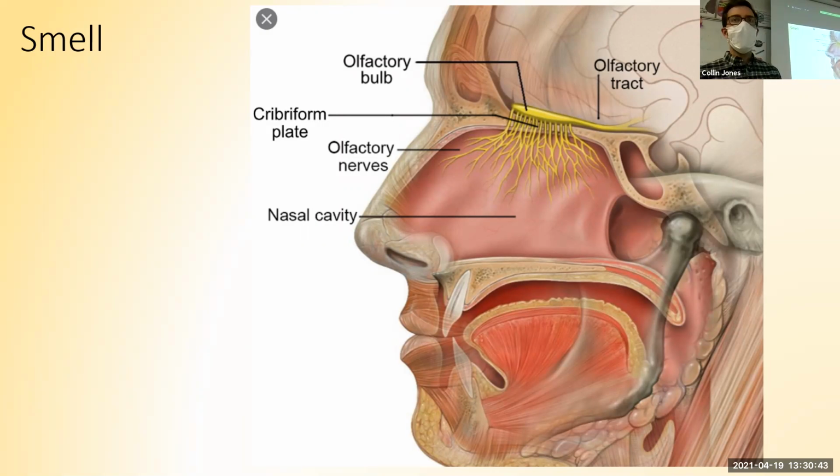If gustation is the fancy word for taste, what's the fancy word for smell? It's like Olaf. Everyone say olfaction. Sometimes they ask about the olfactory bulb, represented by this yellow image here. It's like a light bulb. It hangs down from the roof of your nose, your nasal cavity.